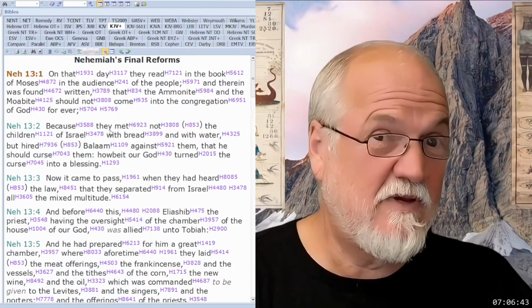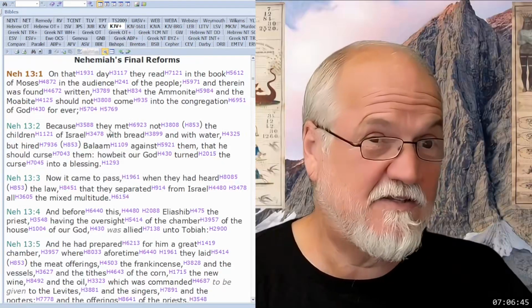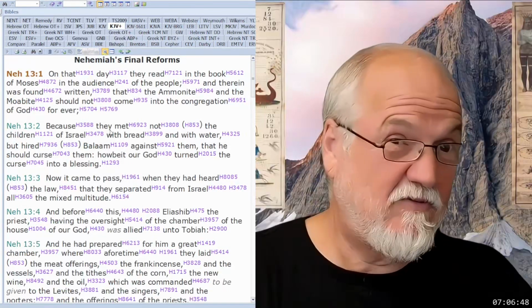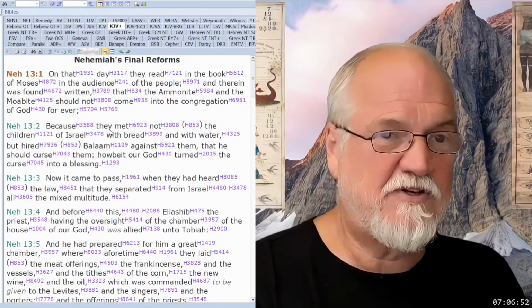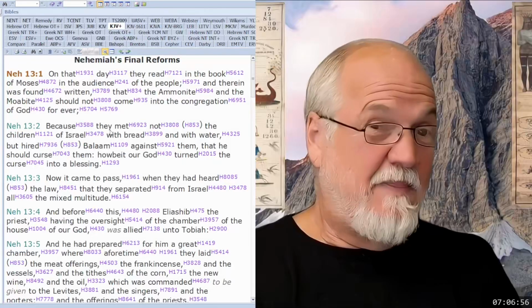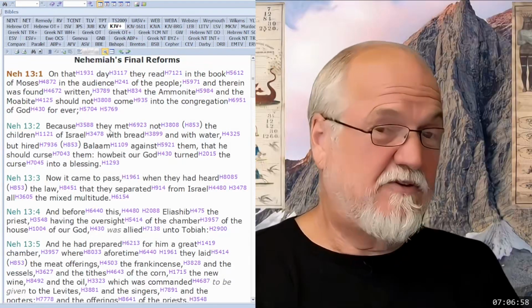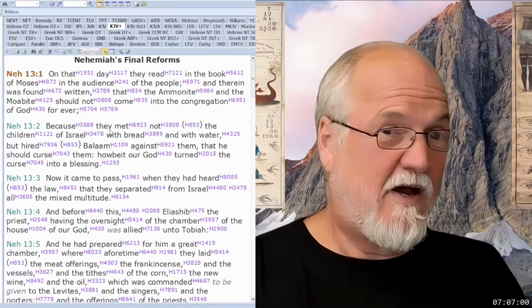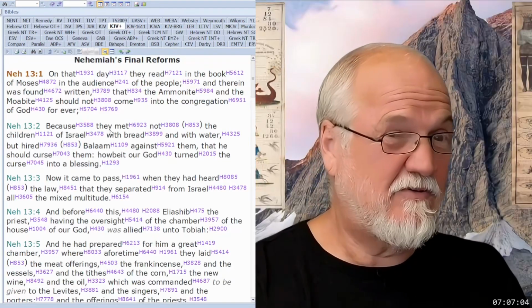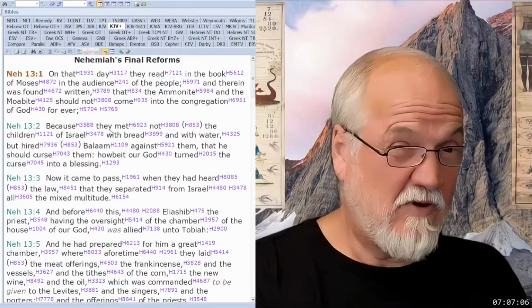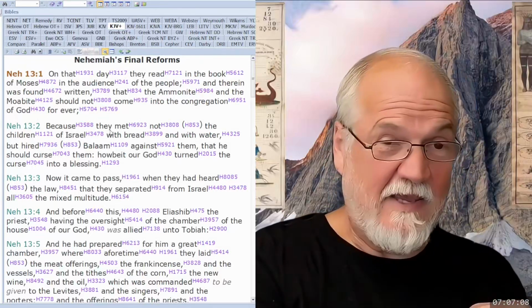On the day that they read the book of the law of Moses in the audience of the people, they're going to find out that an Ammonite and a Moabite should not come into the congregation of the house forever. Because they met not the children of Israel with bread and water, but hired Balaam against them, that he should curse them. Howbeit our God turned the curse into a blessing, right? So he's going to refer back to this whole thing of Balaam.